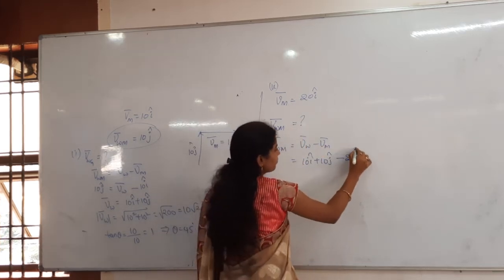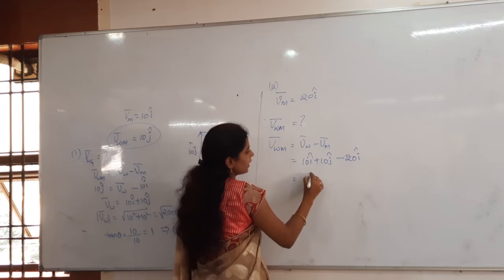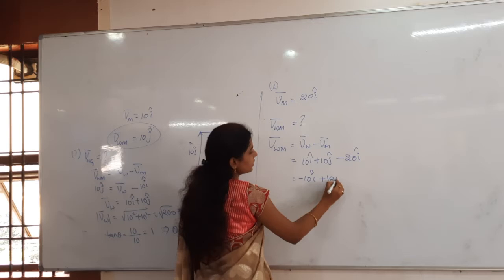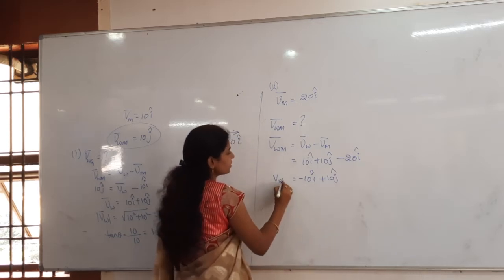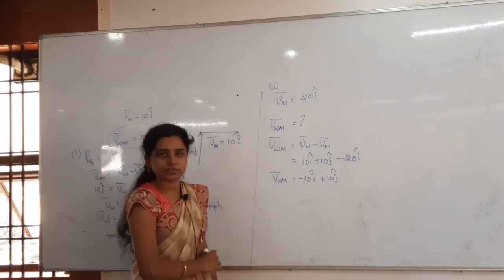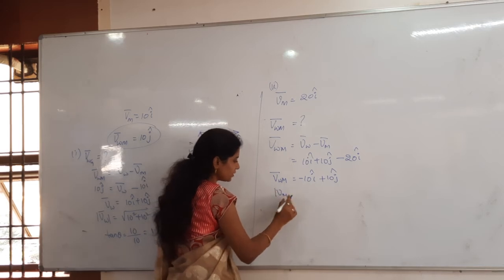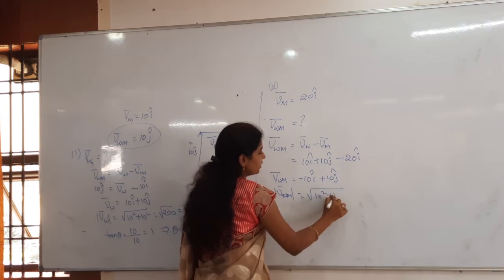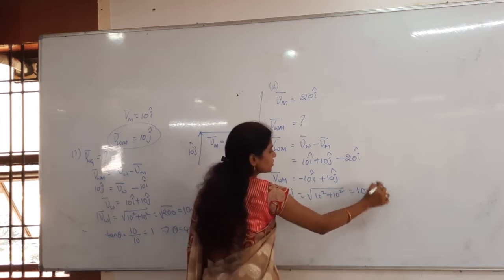20 i cap. So what will we get here? 10 i cap minus 20 i cap, which is minus 10 i cap, then plus 10 j cap. This is the velocity of the wind with respect to man. So the magnitude of that will be how much? 10 root 2 again, 10 squared and then 10 squared, so you will get 10 root 2.